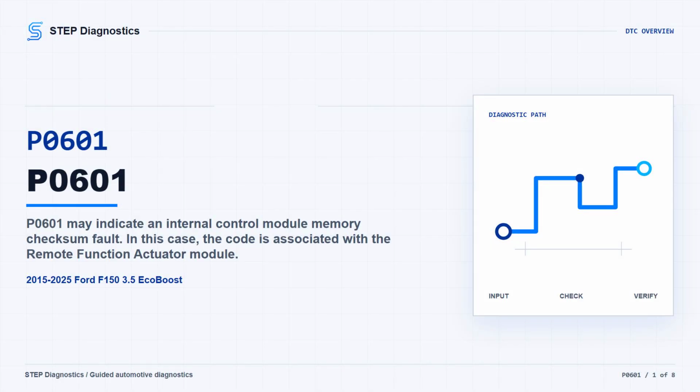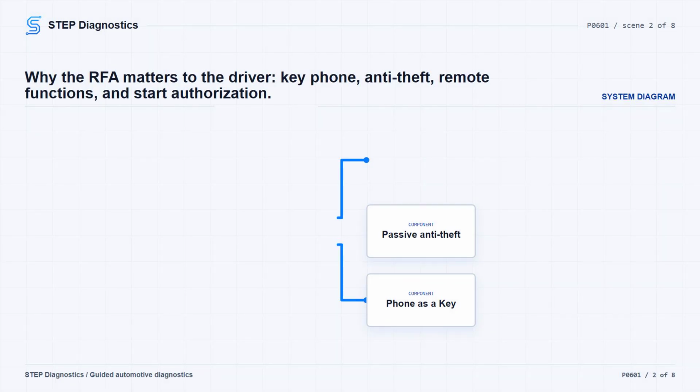On this F150, P0601 in the RFA is an internal control module memory checksum fault. In plain terms, the remote function actuator module failed its own internal memory check. A truck with this kind of RFA fault may have phone as a key, passive anti-theft, remote function, or start authorization concerns, or it may only have the code stored.